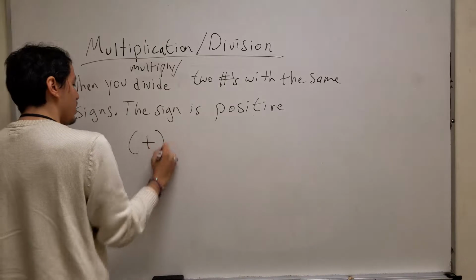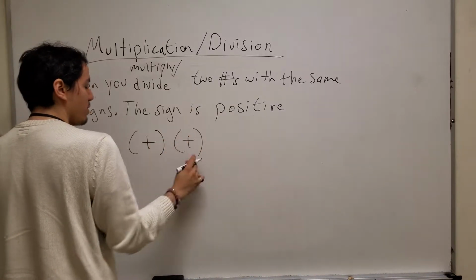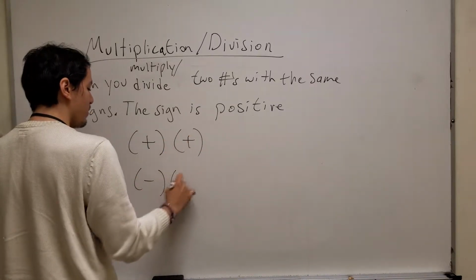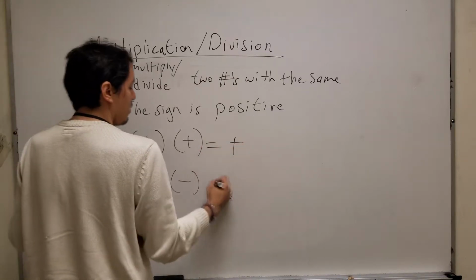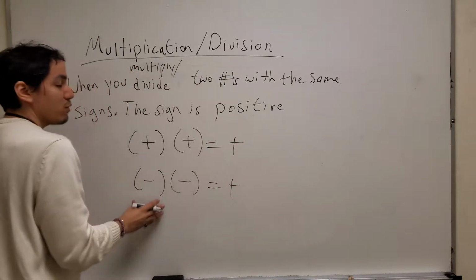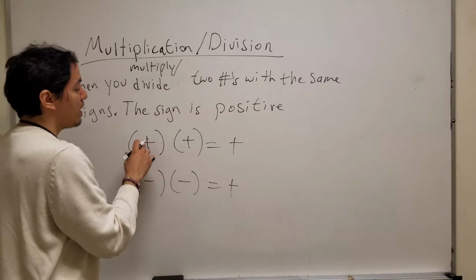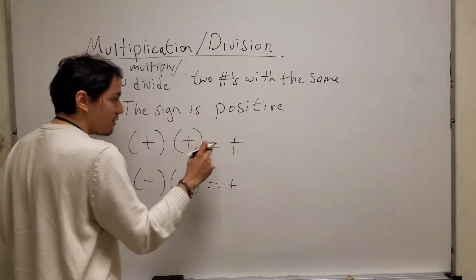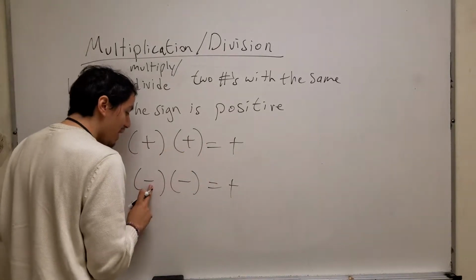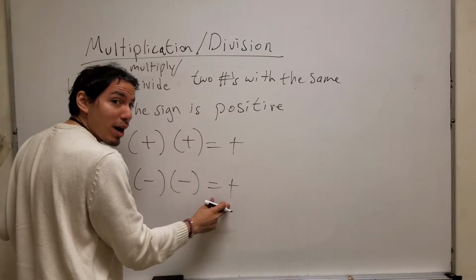So let's say you multiply this positive sign with this positive, and you multiply negative with the negative, equals positive, okay? So remember this rule. When you multiply a positive with a positive, it's positive. Multiply a negative with a negative, positive.